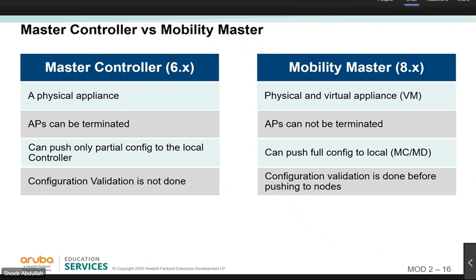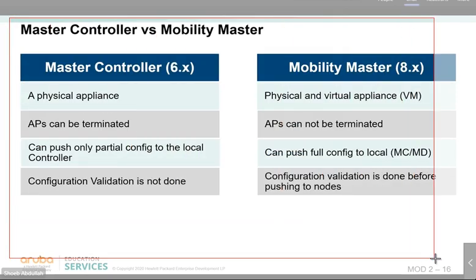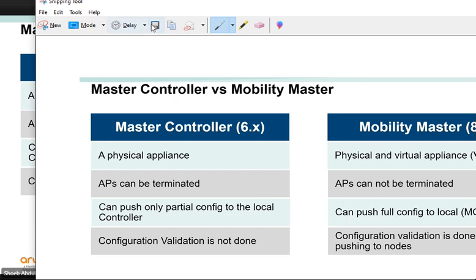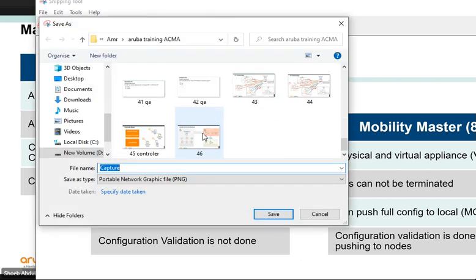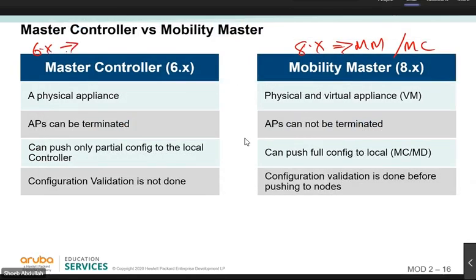Right? Now, next is your comparison between your 8.x architecture and your 6.x architecture. Like I told you, in your 8.x architecture, you have these two components. One is your MM, one is your MC. In your 6.x architecture, you have two components as well. One is your master controller and the other is your local controller. Now we are comparing MM, our mobility master, with the master controller.